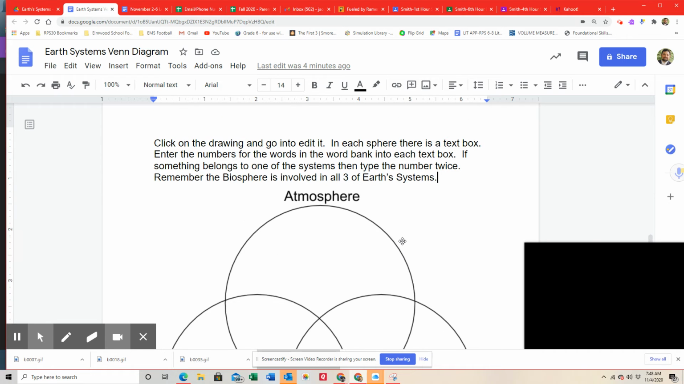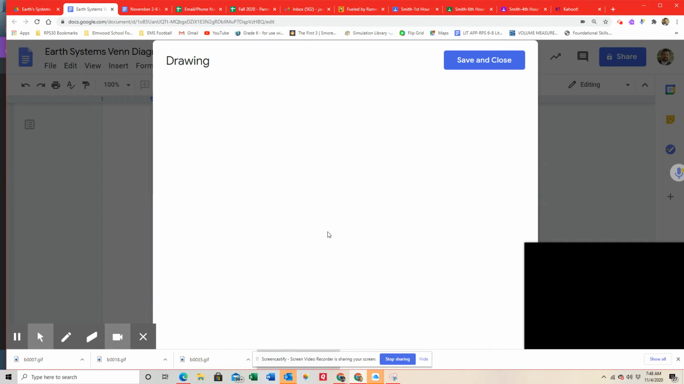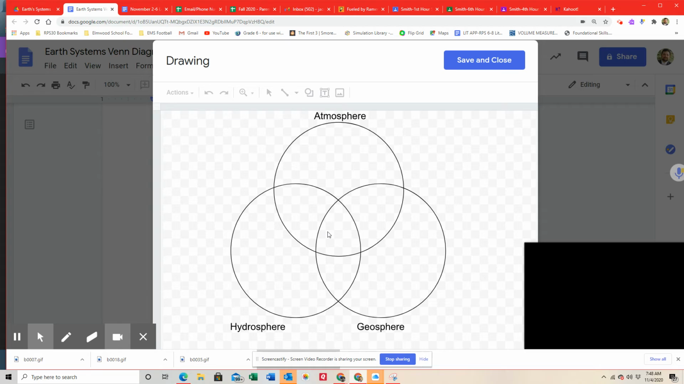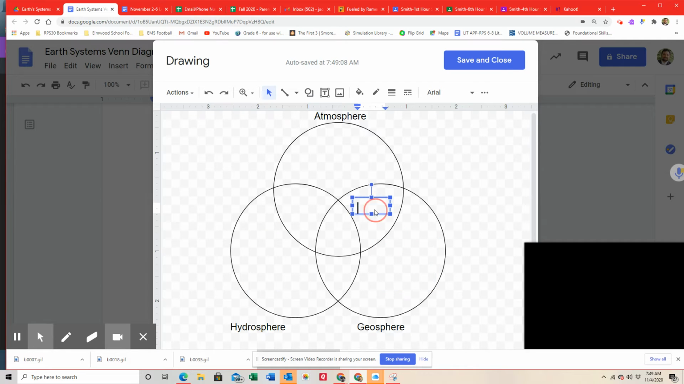In order to do that, you need to click on the drawing, which I'm doing here, and you'll have to double click so it opens it up like this, much like we did in some of our gizmos before. When you do that, there are text boxes in the drawing like this, and you can type in the numbers for each of those words that belong in, say, the atmosphere. Okay, not saying 12, 2, and 3 are answers, but there are text boxes already put in to each of these where you can type those numbers in. And so the overlap numbers right here.